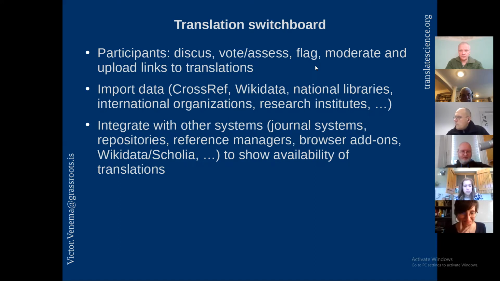And we want to import data from Wiki Data, but also from Crossref, which already has something like 2,000 translations. National libraries, international organizations like the World Meteorological Organization often made translations, and we could insert them. Research institutes like the UK Met Office made many translations in the past, and we'd like to encourage them all to send those translations to us so that we can add them to the database.